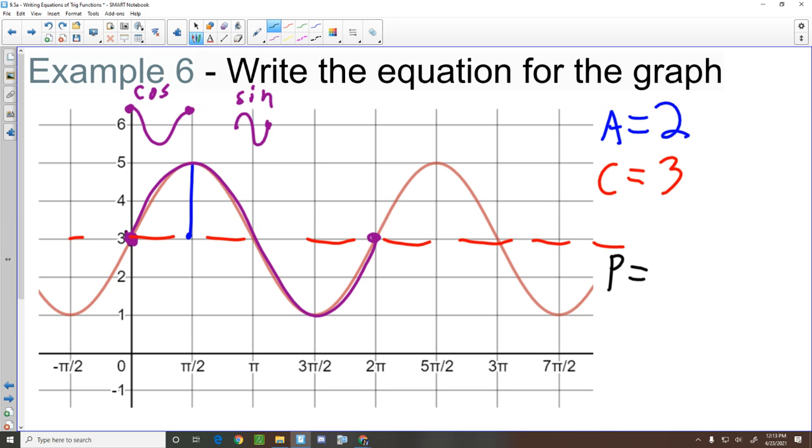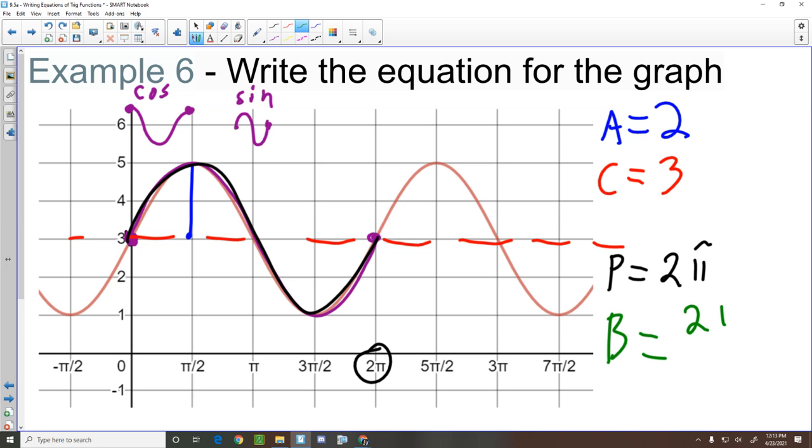Period, well, I already traced out one wavelength here. Up, down, up. And I just look on the x-axis. The period is 2 pi. So when I calculate B, the frequency, I start with 2 pi, but I divide it by whatever the period is. It just so happens that this does have a period of 2 pi. Just a coincidence. 2 pi divided by 2 pi equals 1. Anything divided by itself equals 1.